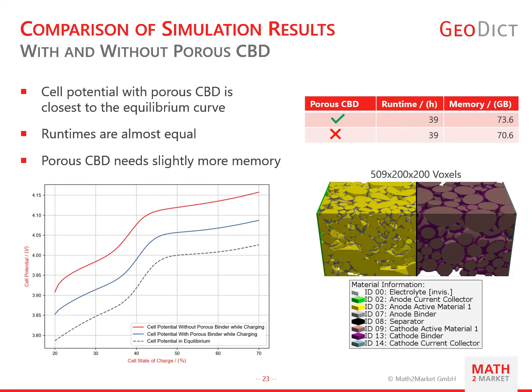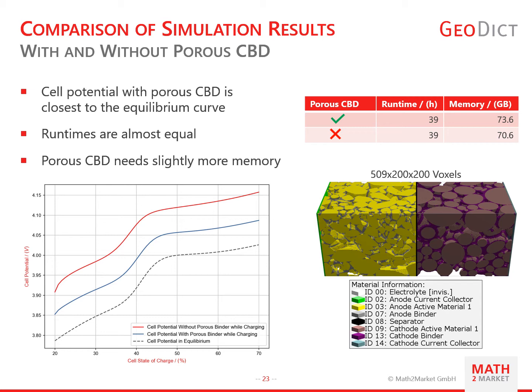Here is an example where a charging simulation from 20 to 70% was performed on a full battery structure with 509 × 200 × 200 voxels. The cell potential curve is shown on the left bottom side with and without the new feature. The equilibrium curve is shown with black dashed lines. The cell potential curve without porous carbon black and binder is shown in red, and the blue line is the cell potential curve with porous carbon black and binder.